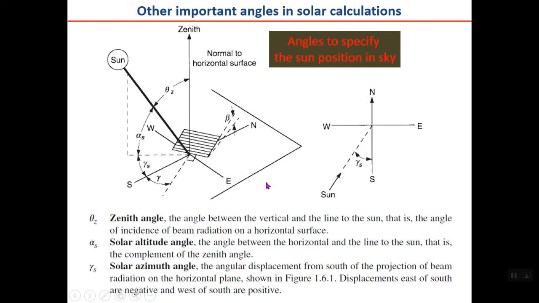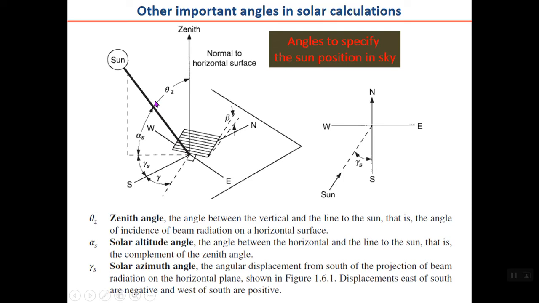Two more angles are introduced today, or three actually. These are the angles which specify the sun position in the sky. The first is theta z. Theta z is the zenith angle, and it's the angle between the vertical line and the line to the sun. The vertical is called zenith, or khat ras, which I think in Arabic is also the same. So the angle is named zawiye khat ras, or zenith angle.